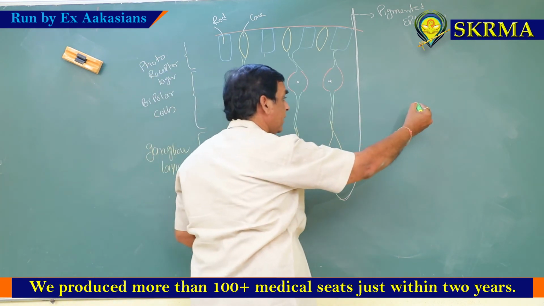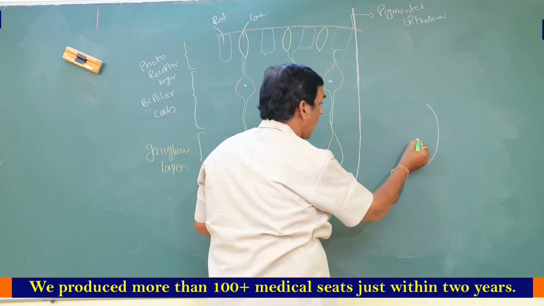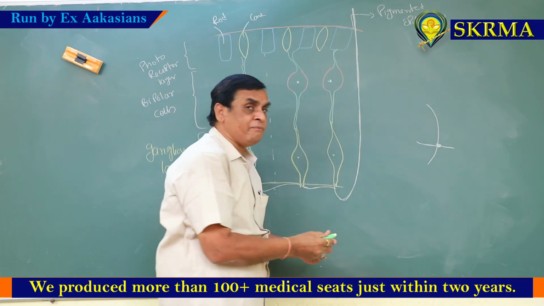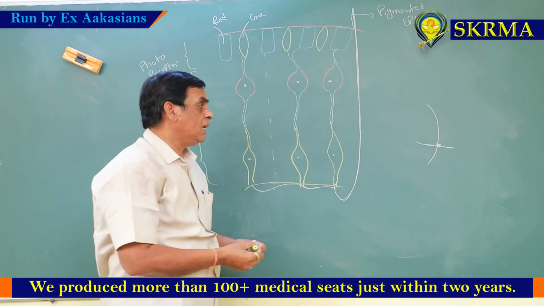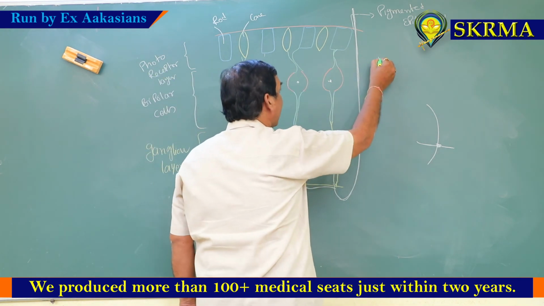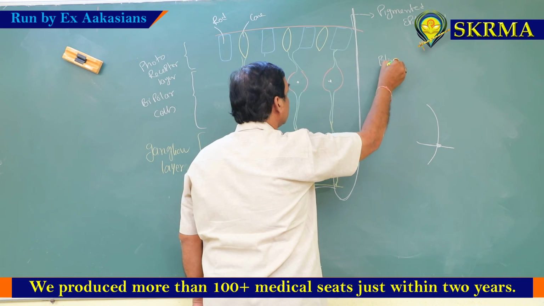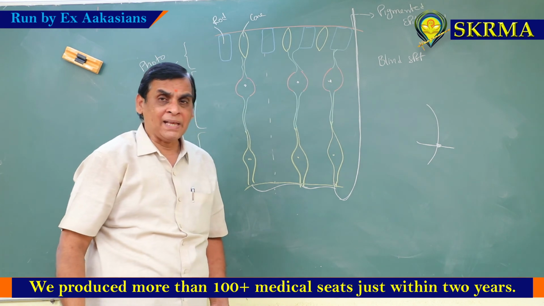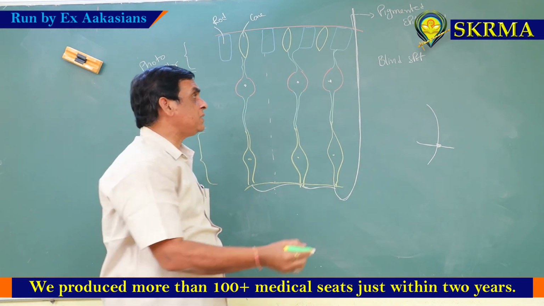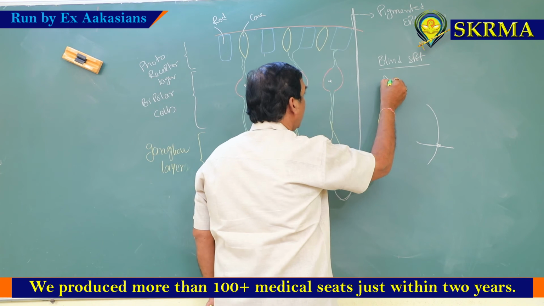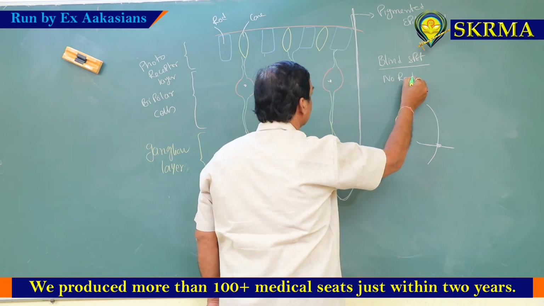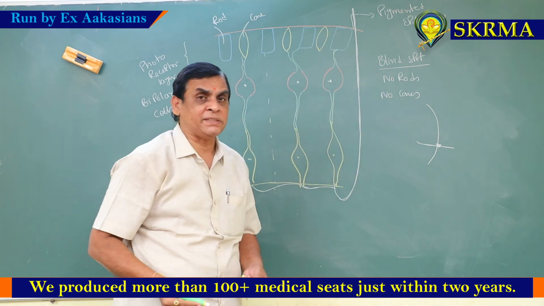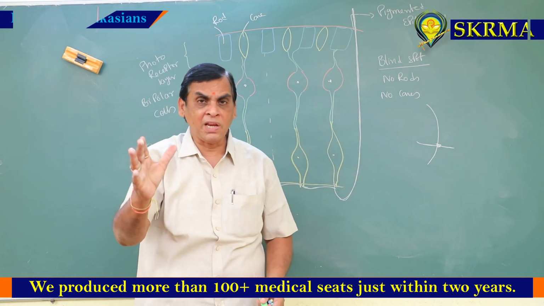Suppose this is the retina, the optic nerve emerges out like this. The area from where the optic nerve emerges out is known as the blind spot. What is the specialty of the blind spot? In this one, no rods and no cones are present.